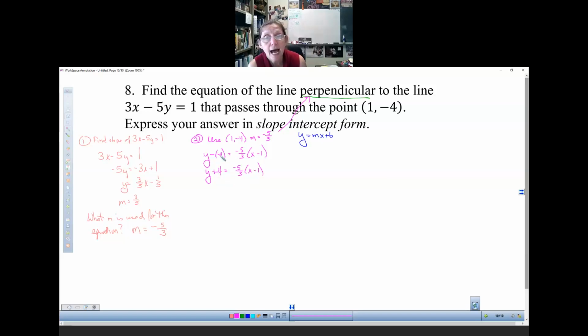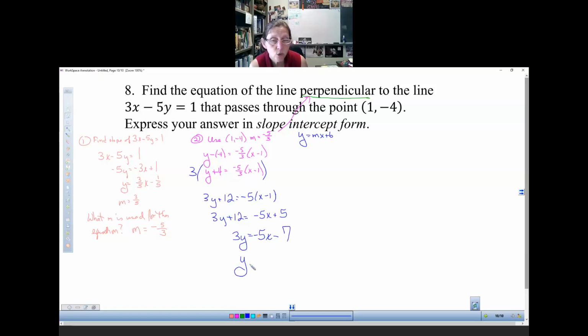That's perfectly fine. I am now going to multiply through by my common denominator of 3, okay? So as I multiply through by this common denominator of 3, I'm going to get 3y plus 12 is equal to -5 times x minus 1. And so I have 3y plus 12 equals -5x plus 5. Subtracting 12 from both sides, I have 3y equal to -5x minus 7.